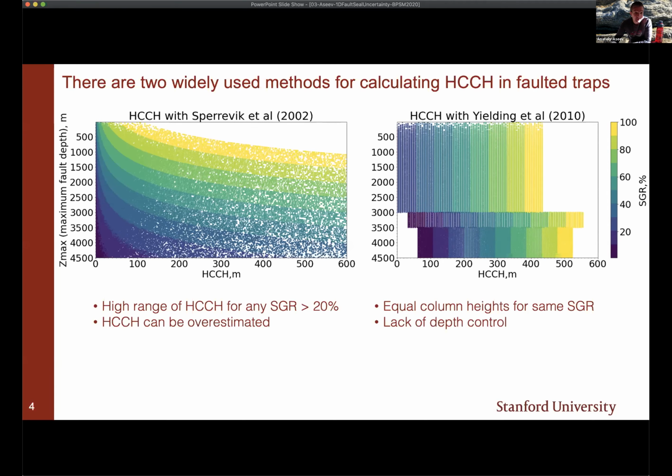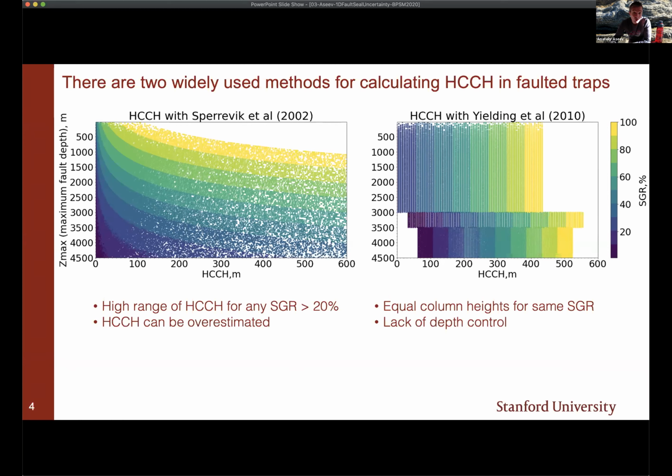The Sperrevik algorithm predicts column heights of any size and can draw unrealistic values. The image is just cropped. In Sperrevik, the same SGR of more than 20% can give a huge range of different predicted column heights, from 0 to whatever value. And they depend on 2 more variables, heavily dependent on maximum burial depth of the fault and the depth of the faulting.